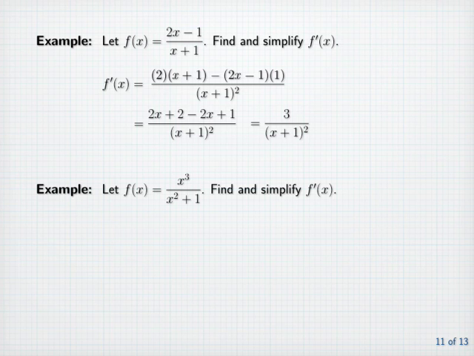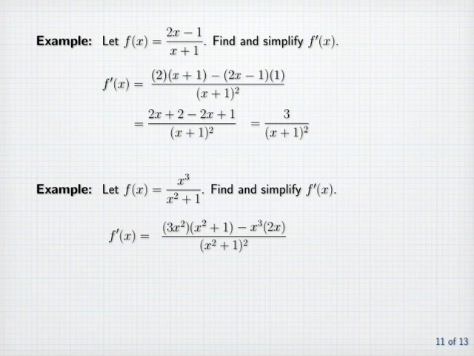Another example. Let f of x equal x cubed divided by x squared plus 1. Find and simplify f prime. Again, we use the quotient rule. F prime of x is equal to a quotient whose denominator is x squared plus 1 squared, and the numerator will be the derivative of x cubed times x squared plus 1 minus x cubed times the derivative of x squared plus 1. So now we multiply out the factors in each term of the numerator and combine terms, and we obtain x to the fourth plus 3x squared, all divided by the square of x squared plus 1.